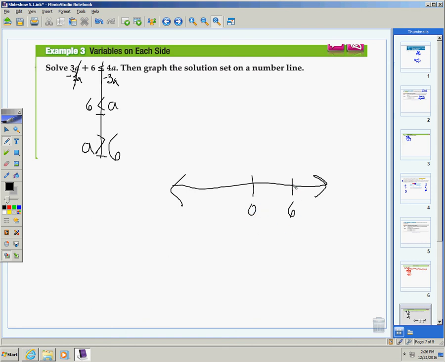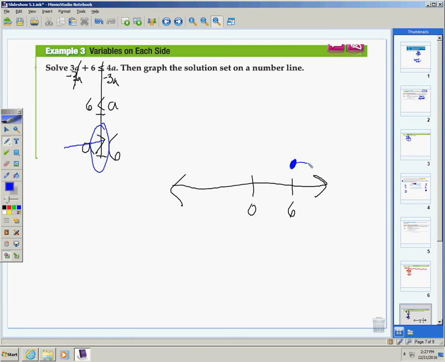Now to graph this on a number line, I need to think of two things. What's my circle going to look like, and which way is my line going to go? So here, I've got greater than or equal to. Greater than or equal to means a closed circle, so I'm going to put a closed dot at 6. A is greater than or equal to 6, so I'm obviously going to have 6 on there. Now, since my variable is first, I just look at my inequality to see which way to shade. It's like an arrow pointing to the right, so I just shade everything to the right.